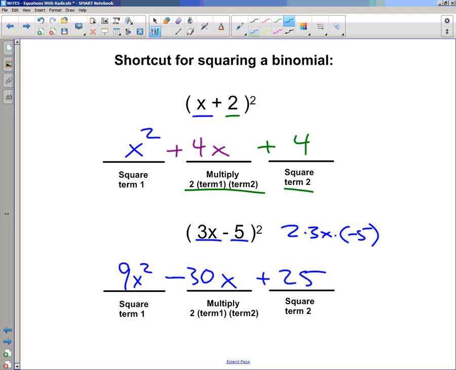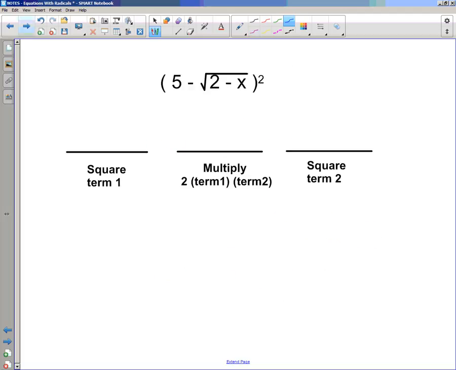This works even with more complicated binomials. In this binomial, we actually have a square root. We'll follow the same process that we did a minute ago, though. We'll take this 5, we'll square it. That's going to give us 25. We're going to take this square root, and we'll square it. Now, first of all, it's a negative, but when I square it, it's going to turn into a positive, because a negative times a negative is always a positive. And when I square a radical, the radical goes away. Squares and radicals cancel each other out, so we'll just have a 2 minus x rather than a radical 2 minus x.